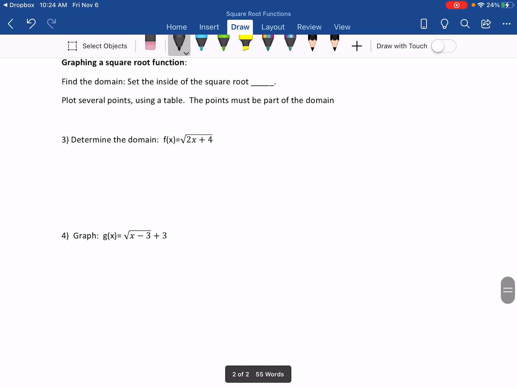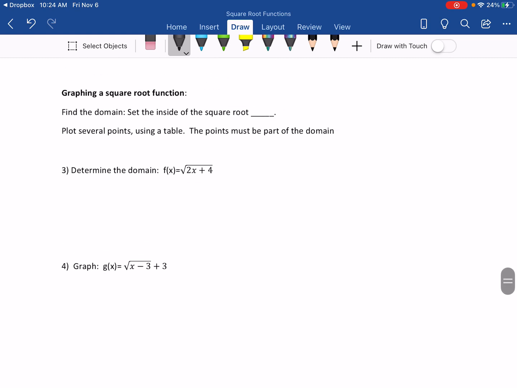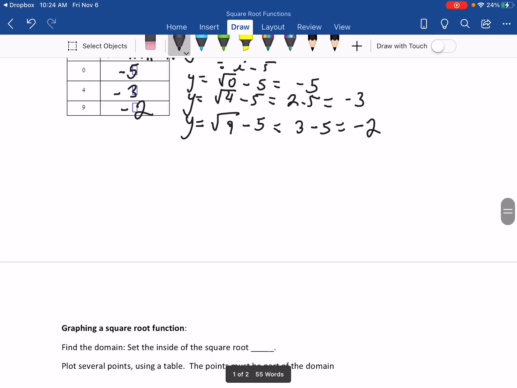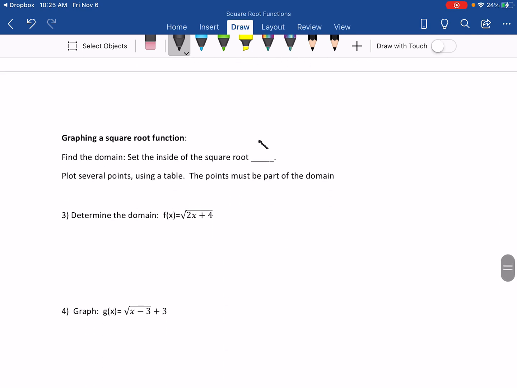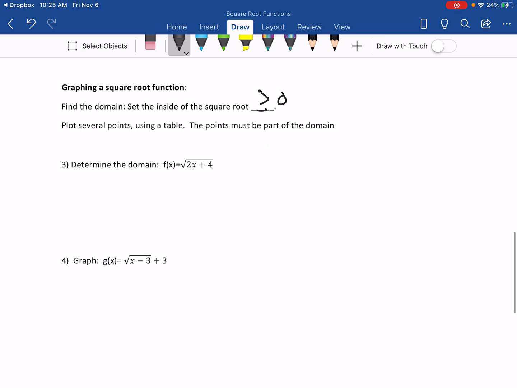So, graphing a square root function. We need to determine the domain first, because we're only going to use the values that input into the square root function and give us out a real number. So like we were saying, with the restricted domain, we need to set the inside of the square root greater than or equal to 0. Okay? Then we'll plot several points, and the points must be within the domain. Let's take a look. All right, draw a little coordinate plane.